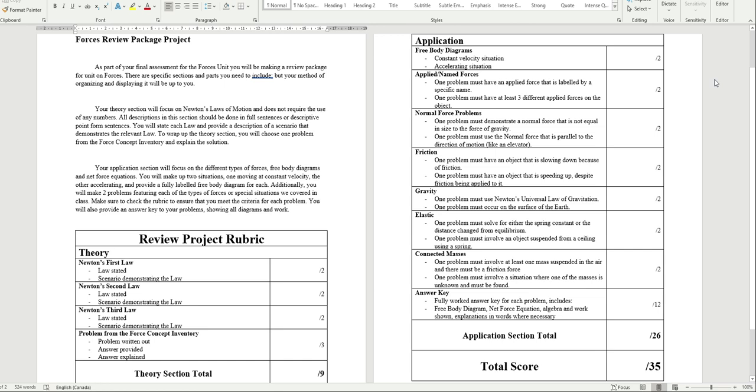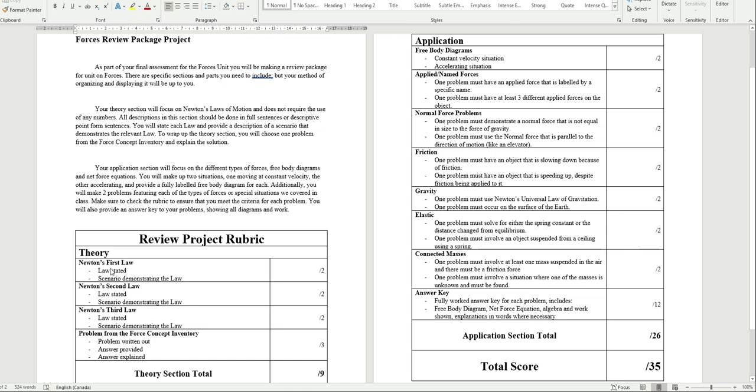And in later videos, I'll go over particular examples that might show up in the application section. So as we go through the week, you'll be able to see what sort of things I've done and be able to make your own examples to follow that. So today we're just going to look at our review rubric for our theory section.